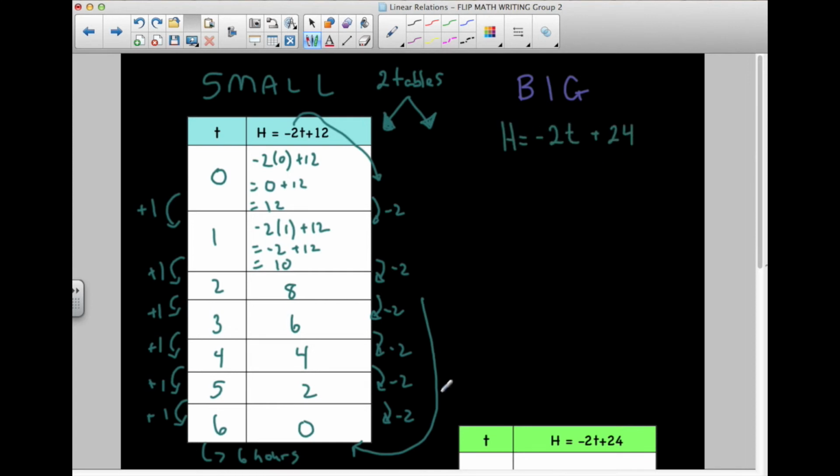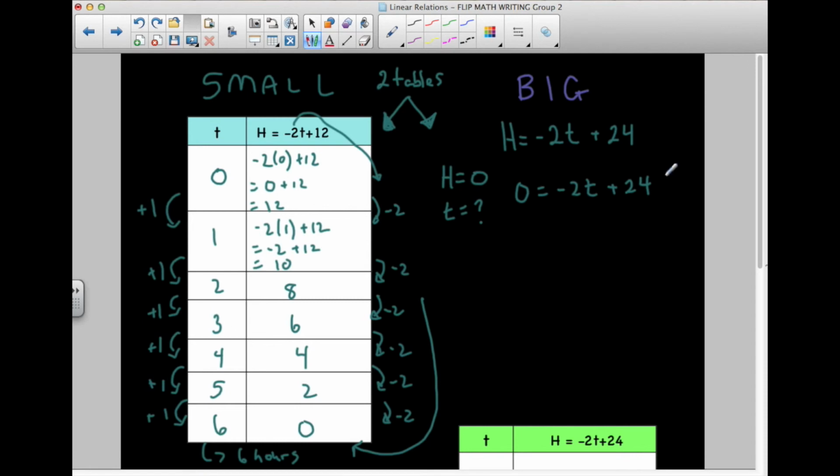Now, what can we learn from this information down here? How long will this candle burn? Another way we could ask this question is: what is the value of t when the height of the candle is 0? If I write down my variables, I know that h is equal to 0, and t is what I'm looking for. What happens when I substitute this information into my equation? I get 0 equals minus 2t plus 24. Now this is something that we have seen this year. It's a two-step equation, and we can solve for the value of t.